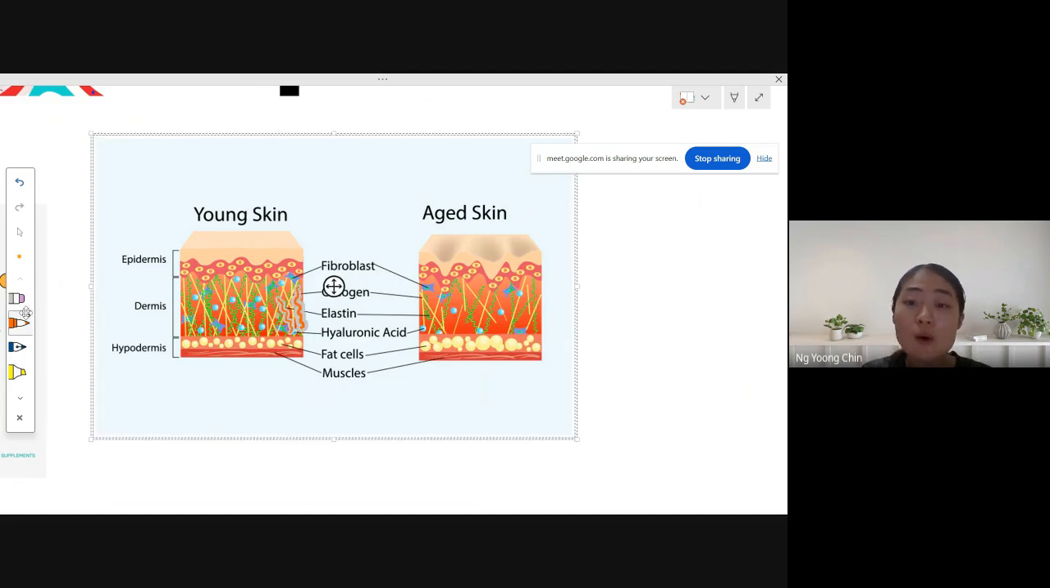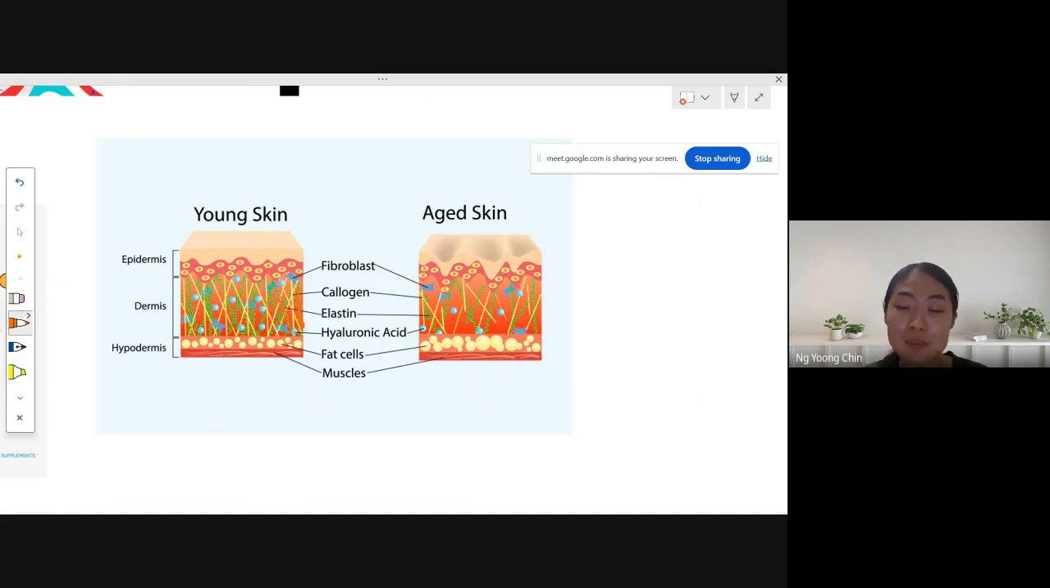So when you are getting older and older, you feel like your skin is losing its elasticity. Why? Because you are lacking collagen fiber. There will be no collagen fiber holding your skin, so your skin will lose its elasticity. Then you'll have a lot of wrinkles on your face.